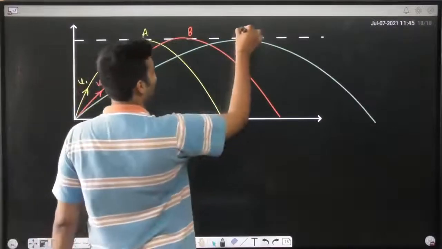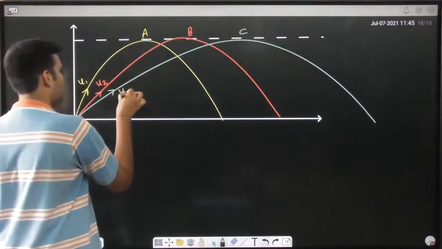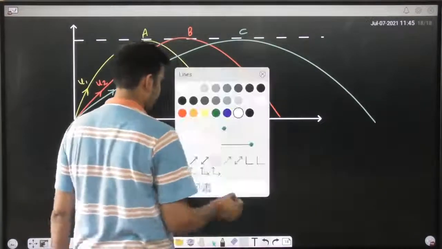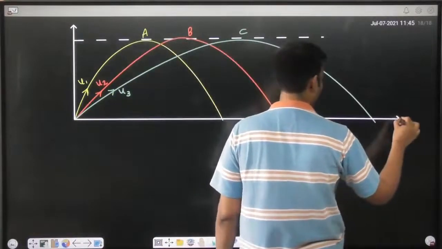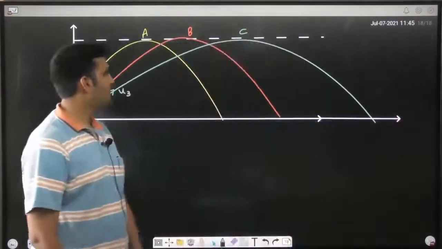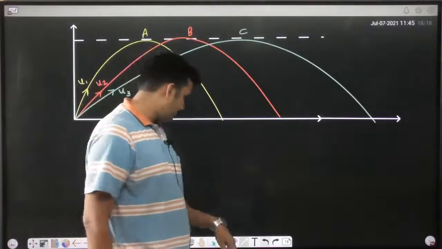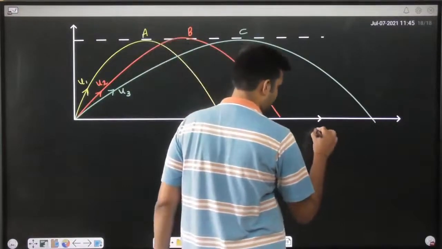And the third one is your case C, and take the initial velocity to be u3. Let's extend this a bit. Clear? So these are the three cases that we have, and what are our questions?